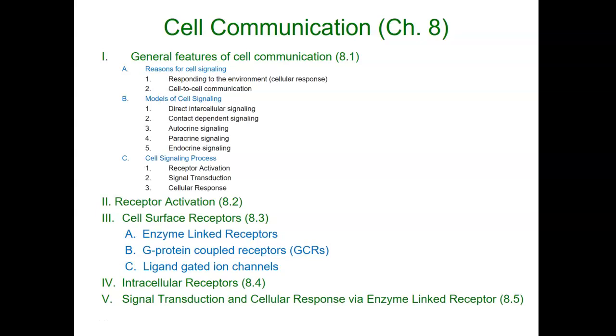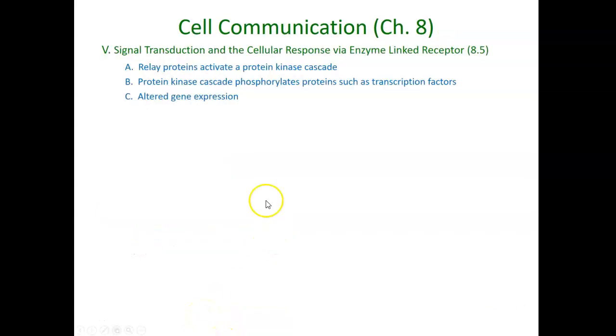So far, we've explored sections 8.1 through 8.4 of your chapter on cell communication. And now we're going to talk about section 8.5, which is on enzyme-linked receptors.